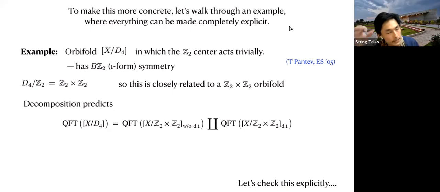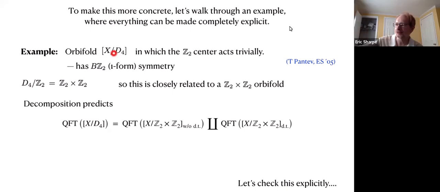Let's consider an orbifold by the 8-element dihedral group. This group has a Z mod 2 center. Let's take that center to act trivially. In this case, the prediction of decomposition is that the D4 orbifold is the same as a disjoint union of a pair of Z2 cross Z2 orbifolds, one with discrete torsion, one without, basically different theta angles on each of these two factors. This is a very close analogy of the relation between the SU(2) theory and the two SO(3) theories. It's that same sort of pattern.